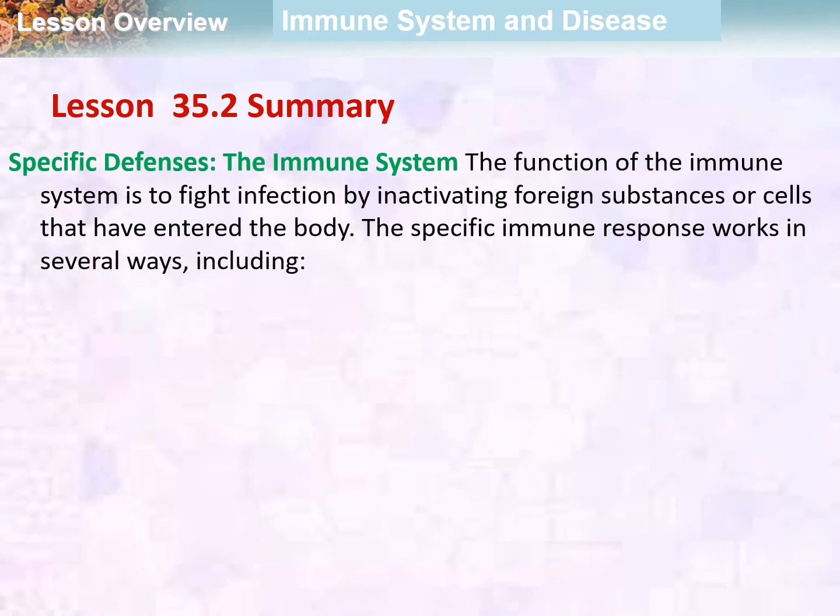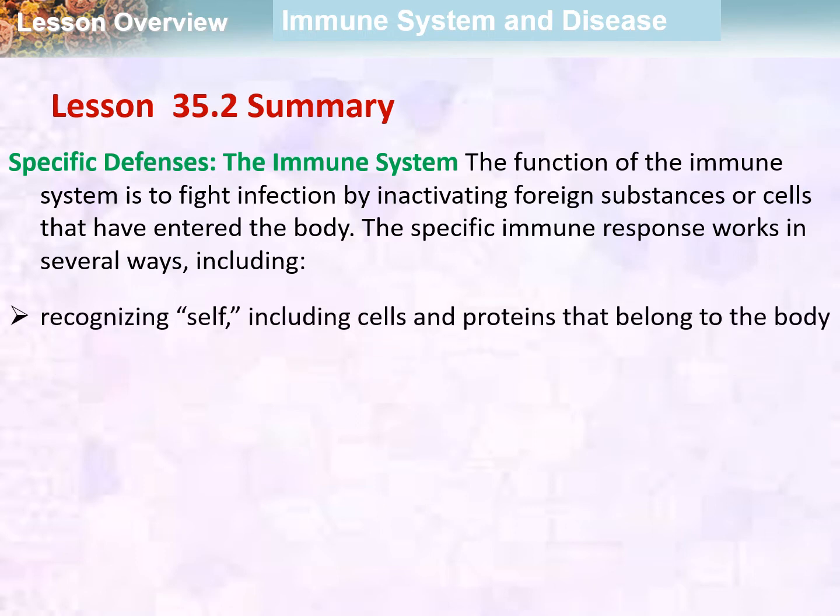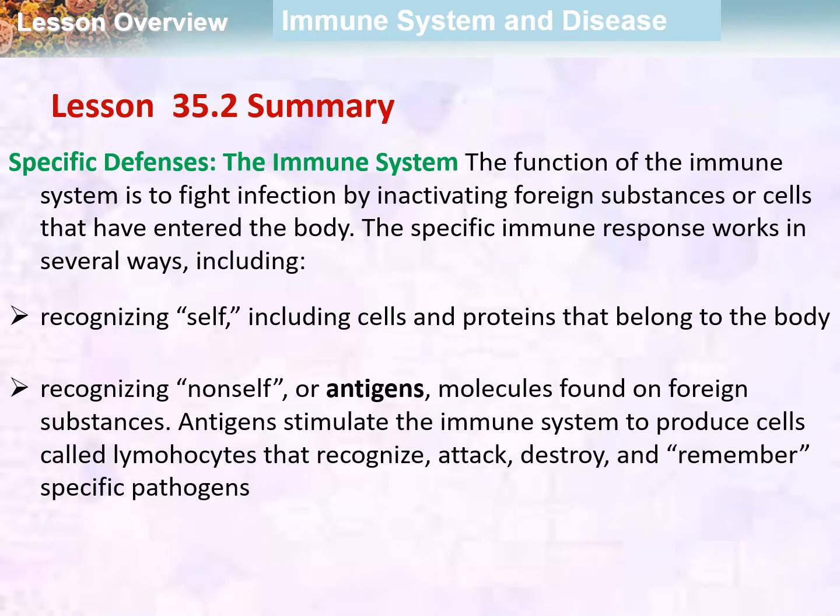For the immune system, the function of the immune system is to fight infection by inactivating foreign substances or cells that have entered the body. The specific immune response works in several ways, including recognizing self, including cells and proteins that belong to the body, recognizing non-self or antigens, molecules found on foreign substances. Antigens stimulate the immune system to produce cells called lymphocytes that recognize, attack, destroy, and remember specific pathogens.